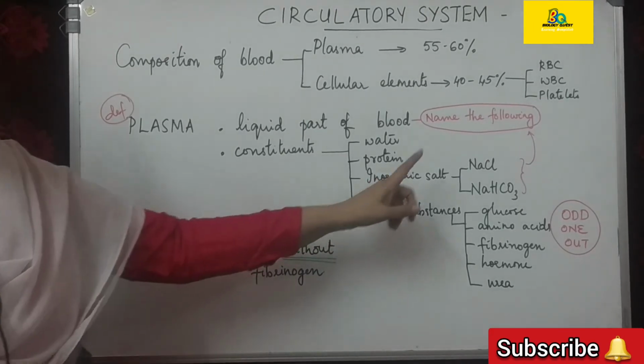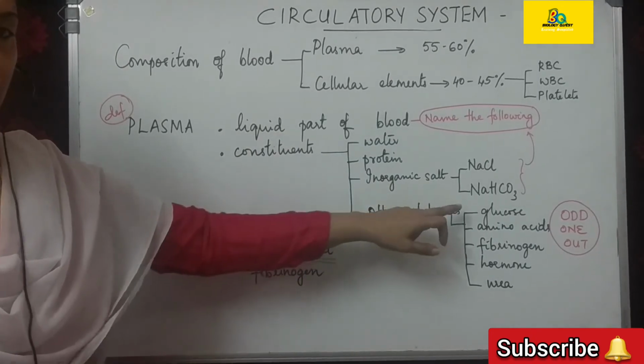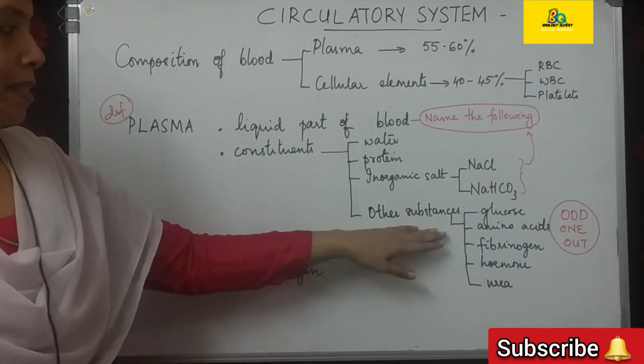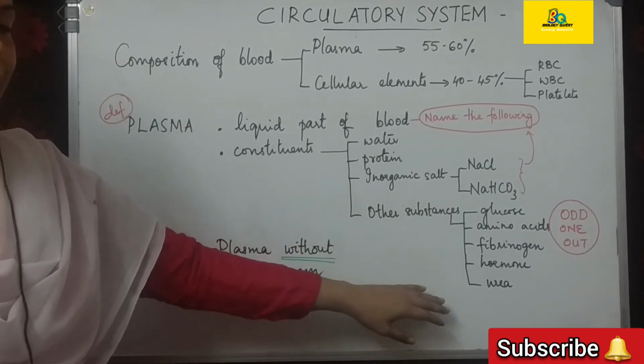Name the following can be asked. What are the inorganic salts? The inorganic salts present in the plasma are sodium chloride and sodium bicarbonate. The other substances present in the plasma are glucose, amino acids, fibrinogen, hormone and urea.